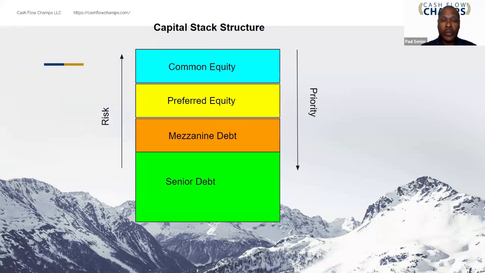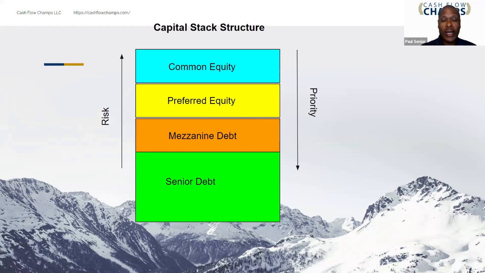But on top of the senior debt, you want to stack your mezzanine debt. The mezz debt tends to serve as a supplemental loan in many cases. The mezz debt is not very common in syndication structures, but you will see it occasionally. And next in the capital stack is your preferred equity. And of course, you finish it off with your common equity.